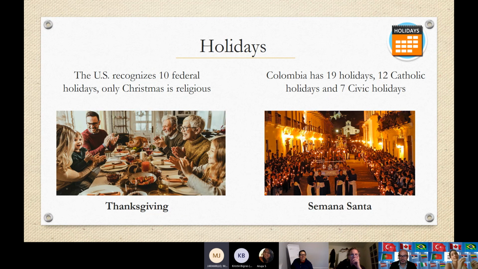We have 19 holidays, 12 of them are Catholic holidays. So every saint has their holiday, and 7 of them are civic holidays. Here in the US, there's more than 10, but only 10 federal holidays are recognized. And only Christmas is a religious holiday. So I picked 2 of the holidays that I appreciate the most in each country.